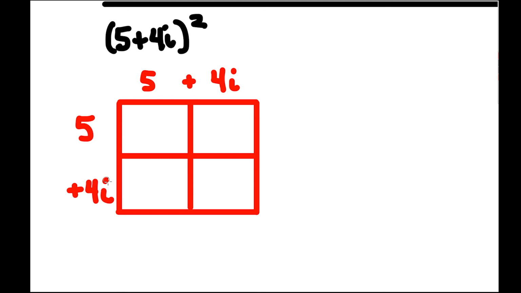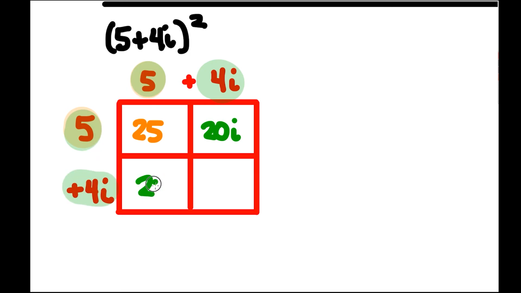You end up with something like this. This would be a square because the length and the width are the same. Not that that matters, but we're going to do the 5 times 5 here to get the 25. Then we're going to do the 4i times the 5 here to get 20i. Okay, we're going to do the same thing here, 5 times this 4i right here to be 20i as well. And then last but not least, we're going to do 4i times 4i, which is going to be 16i squared.